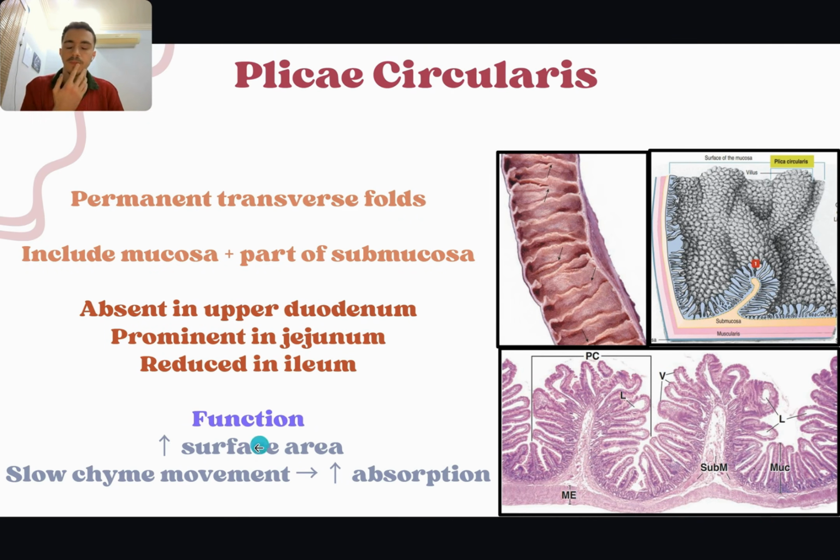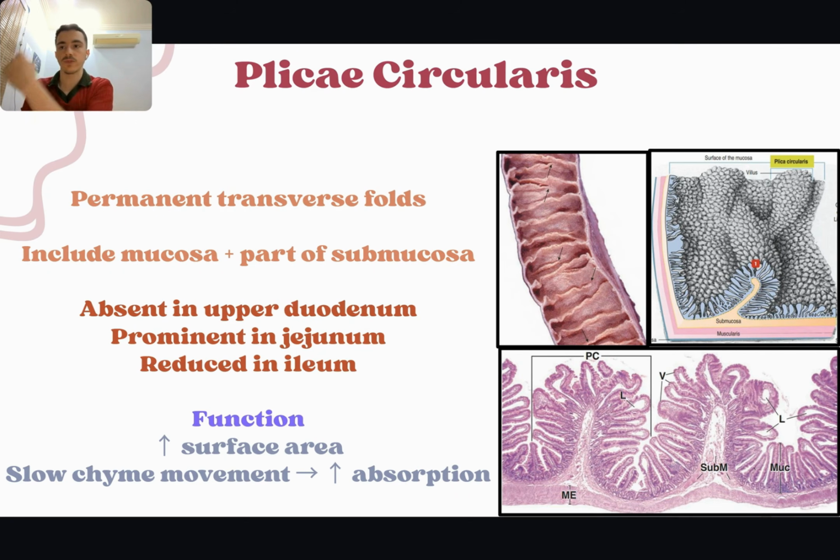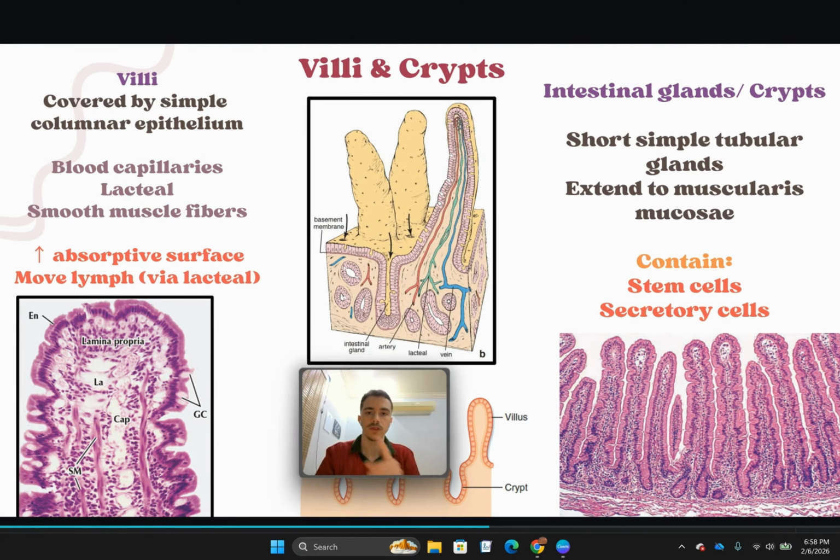You cannot find them. What is the function of them? These folds, of course, increase the surface area and slow the chyme movement, which is going to increase the absorption. Because if something goes fast, the cells are not going to get enough time to absorb things. So that's why it gives slower movement, so the cells can absorb وياخدوا راحتهم, like take more time to absorb things, you know.